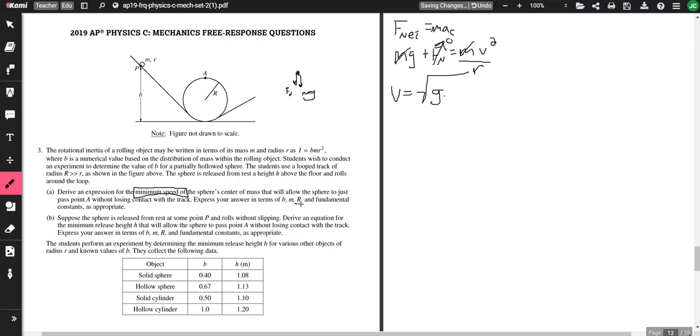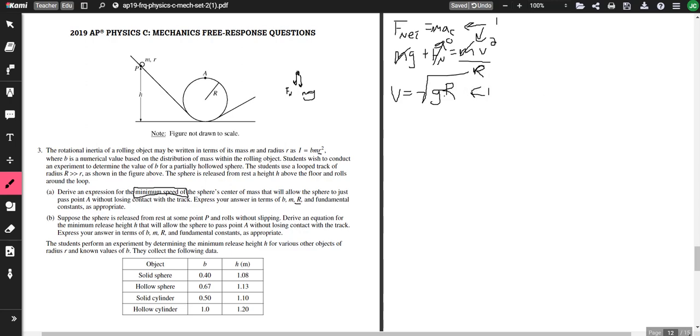Actually, I need to be careful. The little r is being used as the radius for the sphere, and big R is the radius of the loop. So this is actually supposed to be m v squared over big R. So my velocity is going to be the square root of g times big R. This was a 2-point question. You got 1 point for this equation, and I guess for the substitution part. So this was worth 1 point, and the other point was for this one.